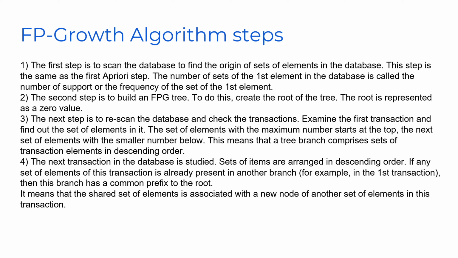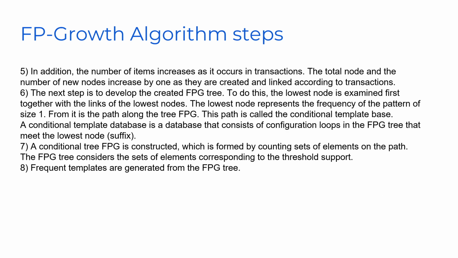The next transaction in the database is studied. Items are arranged in descending order. If any set of elements of this transaction is already present in another branch, for example in the first transaction, then this branch has a common prefix from the root. It means that the shared set of elements is linked to a new node of another set of elements in this transaction. In addition, the count of items increases as they occur in transactions. The shared node count increases by 1, and new nodes are created and linked according to transactions.